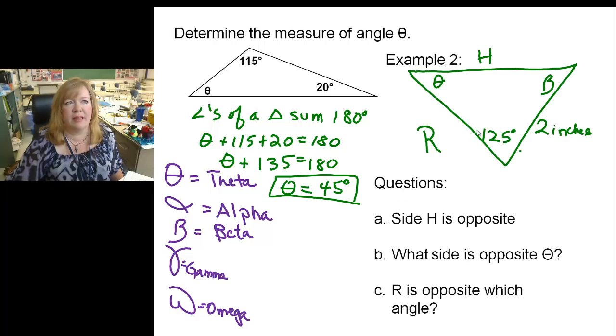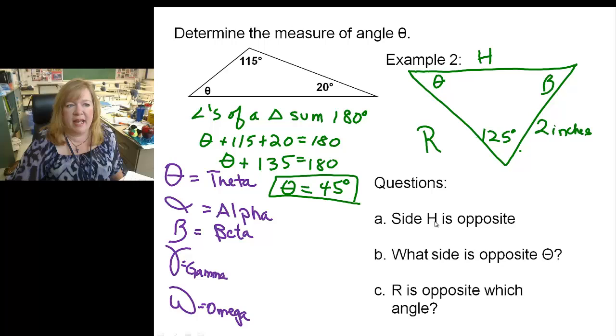Now let's get into labeling parts of a triangle. I don't like your packet in this respect. It uses capital letters for the sides. Usually sides are labeled with lowercase cursive looking letters. But for our example, it's going to be fine. Just keep that in mind.